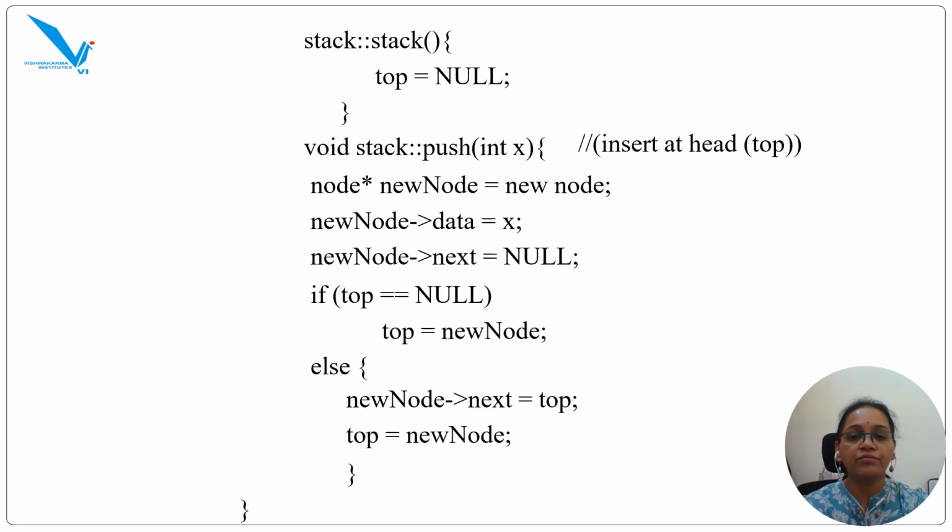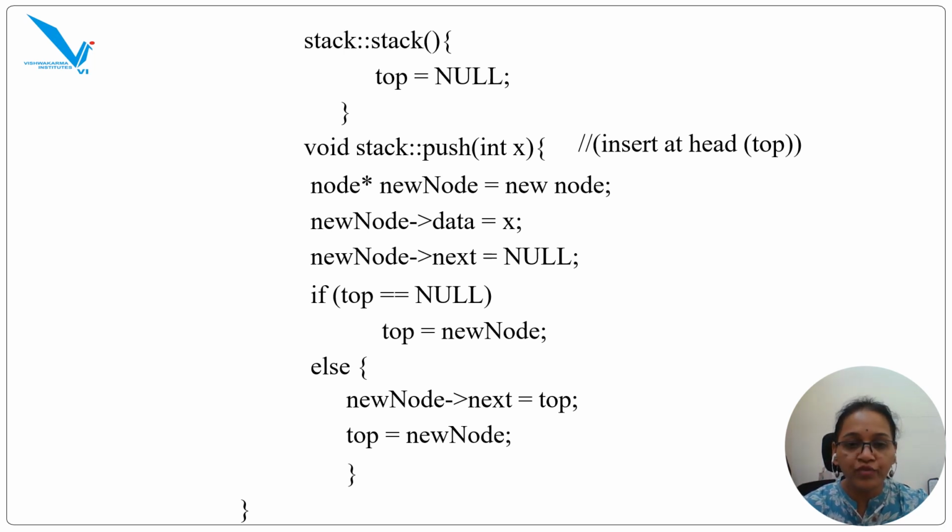Let us define the functions one by one. For the default constructor, I'll just say top is equal to null, right? If you remember, in array we said top is equal to -1. Here we have to say top is equal to null. If top is equal to null, you have just created this particular stack and it contains no elements.